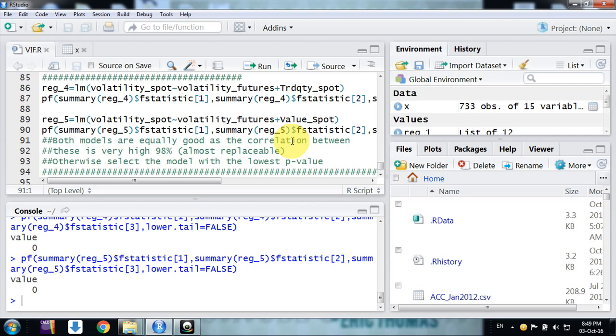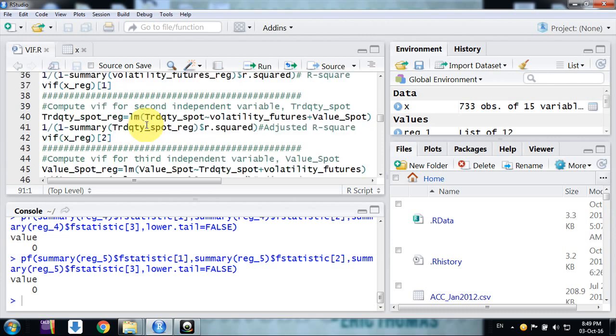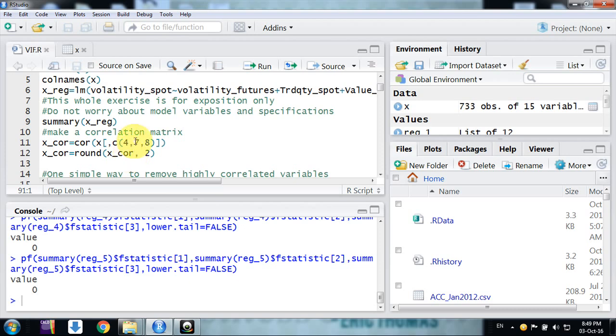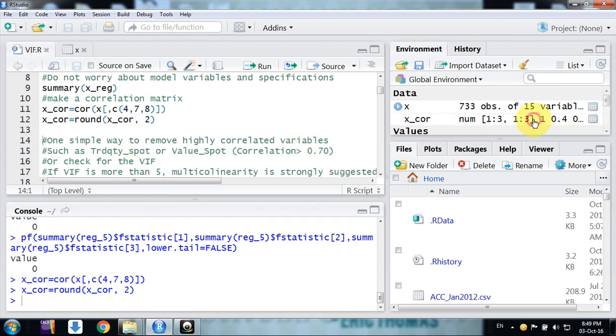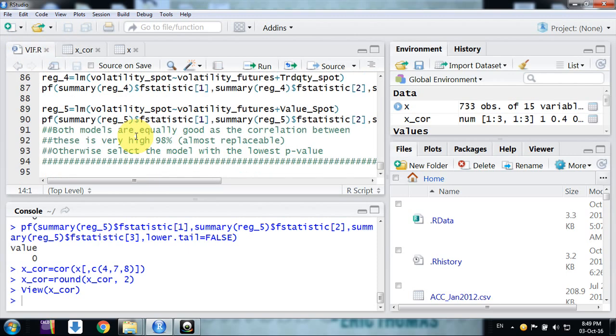As we know from the correlation table that we had earlier, if we look at these two variables, trade quantity spot and trade value spot, they have 98% correlation. That is why we are getting almost similar models here. This is the only reason. At 98%, they almost have a linear relationship, so we can select either of the models. Otherwise, in other cases, this would not be the case and we would select the model with the lowest p value.